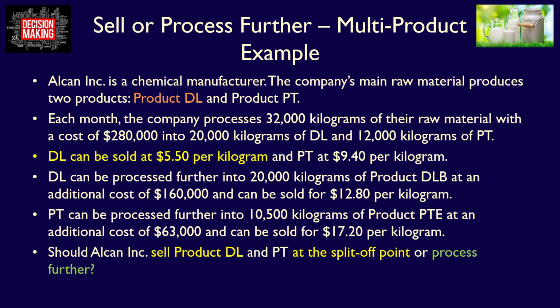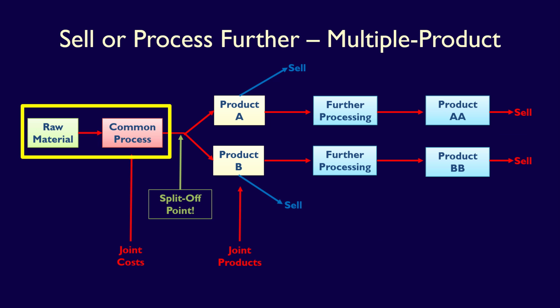DL can be sold for $5.50 per kilogram if it's sold at the split-off point. If it's processed into DLB, it will require additional processing costs of $160,000 and can be sold for $12.80 per kilogram. What about the 32,000 kilograms of raw material at a cost of $280,000? Is this relevant information for our analysis?